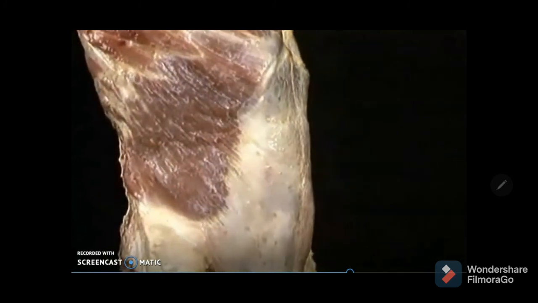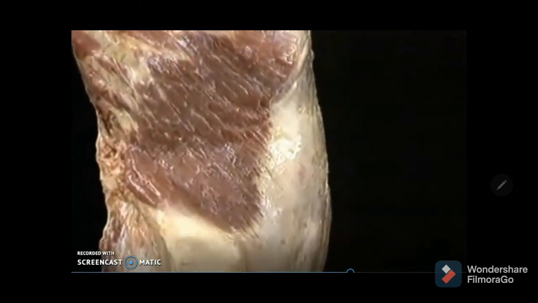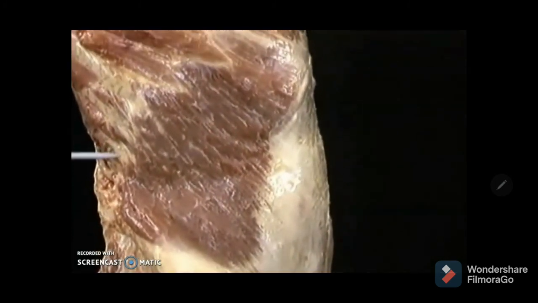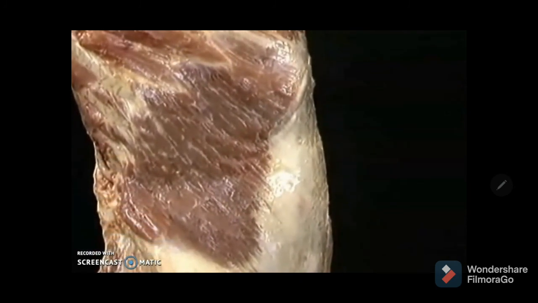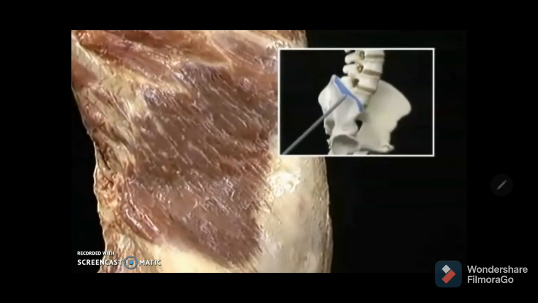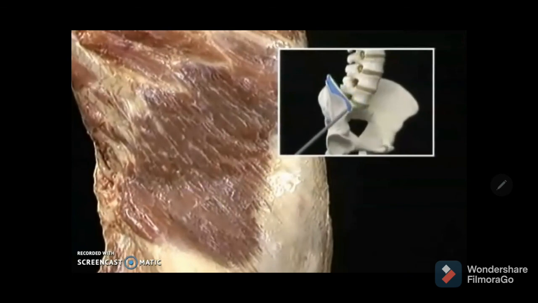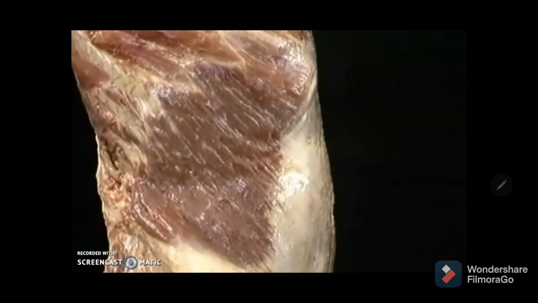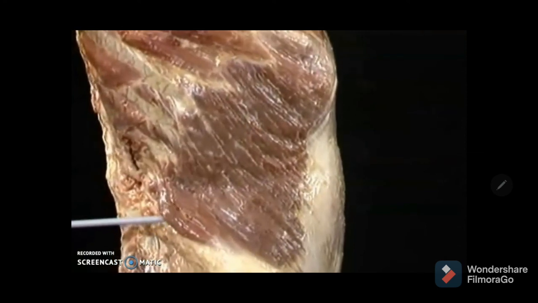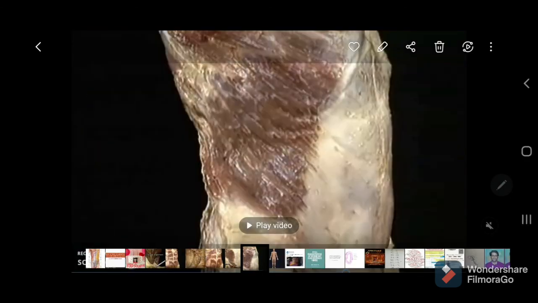When you see the fibers here, they are directed downwards, forwards and medially, but the posterior most fibers are free and form the boundary of lumbar triangle, and the fibers insert into the outer lip of the iliac crest. You can see there, these are posterior most fibers, free. They are free and form the boundary of lumbar triangle.